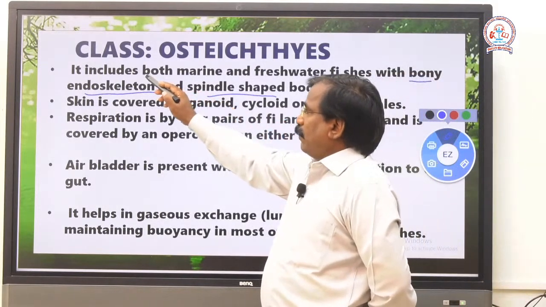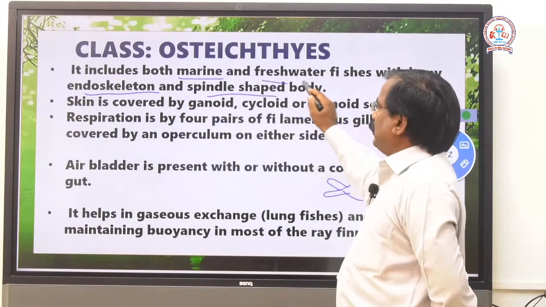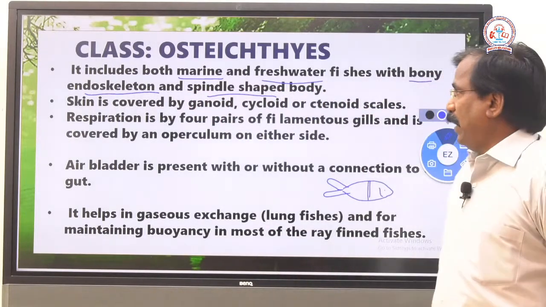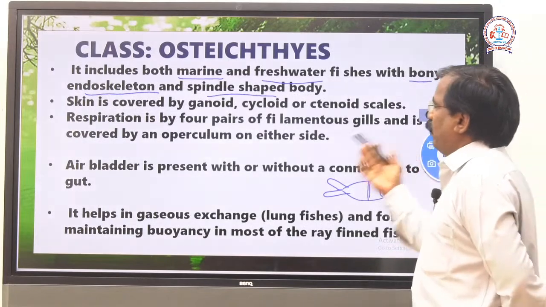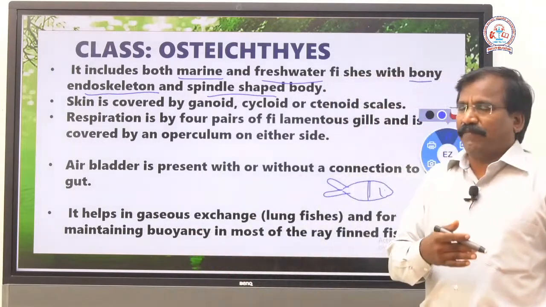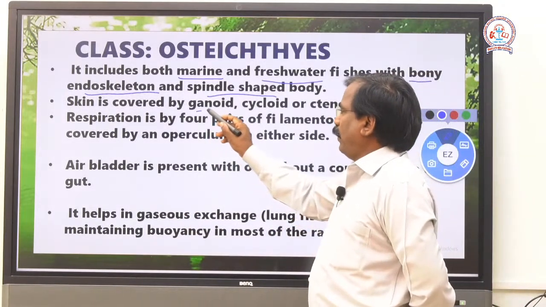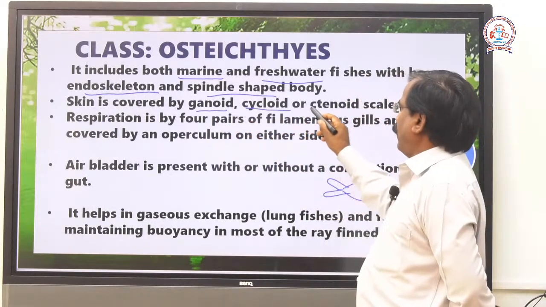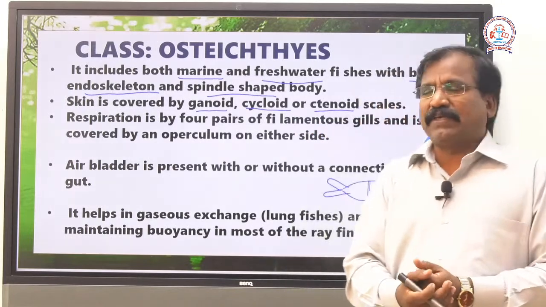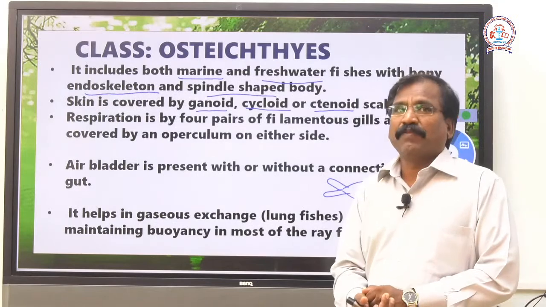Aquatic, all are aquatic, either marine or freshwater, salt water or freshwater. Aquatic, bony endoskeleton, spindle shaped body. The body is covered with scales, different types of scales: ganoid, cycloid, and ctenoid. These scales are protective in function, for protection.